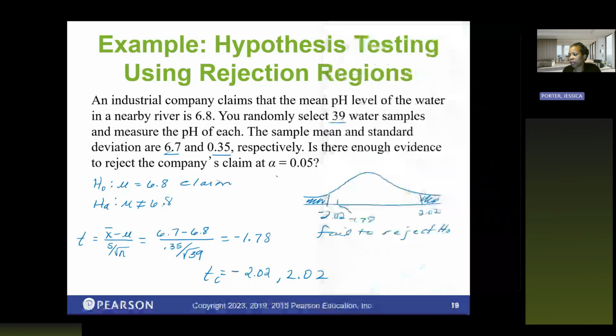Well, my p-value 0.082 is greater than my significance level of 0.05. So this also tells me that I failed to reject. So you can use rejection regions, or you can use a p-value to reject or fail to reject. All right, any questions on that? Okay.